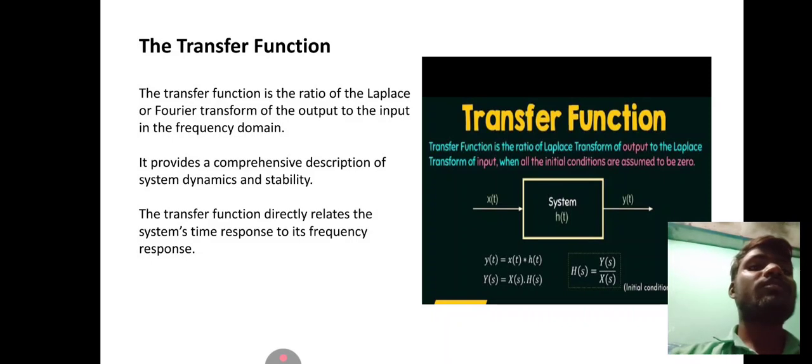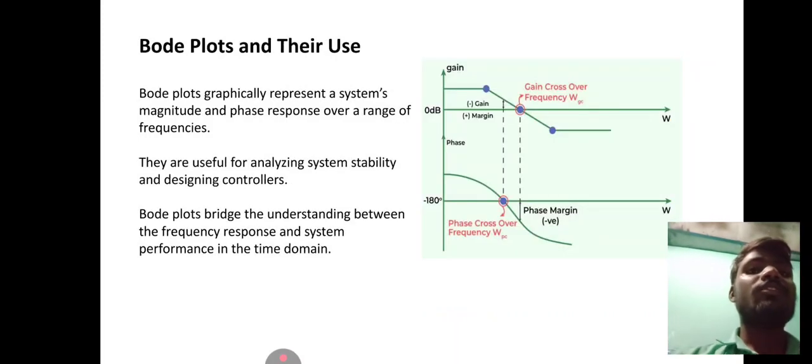Transfer function. The transfer function is the ratio of the Laplace transform of the output to the Laplace transform of the input when all initial conditions are assumed to be 0. System h of t, input is x of t, output is y of t. y of t is equal to x of t convolved with h of t. Y of s is equal to X of s into H of s. H of s is equal to Y of s by X of s. Initial conditions.